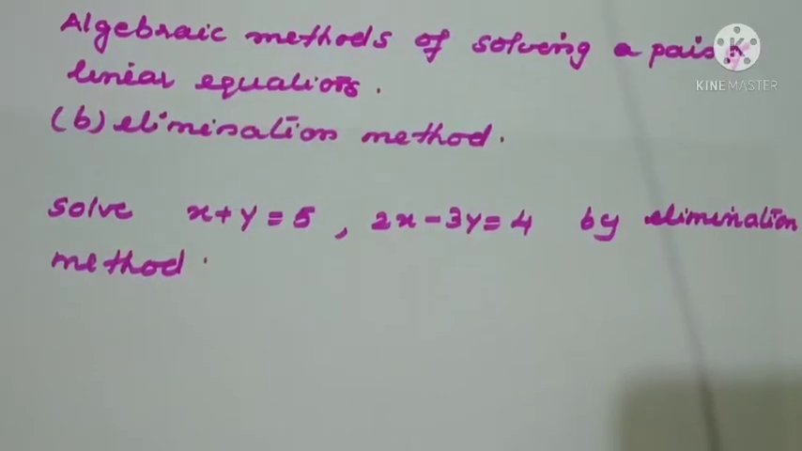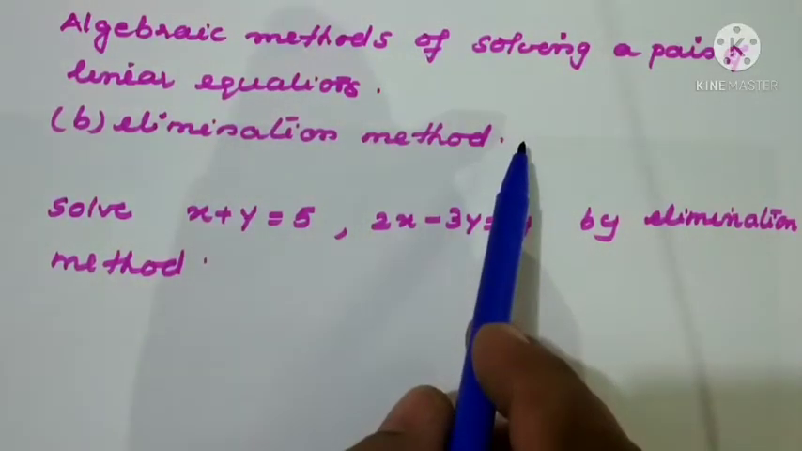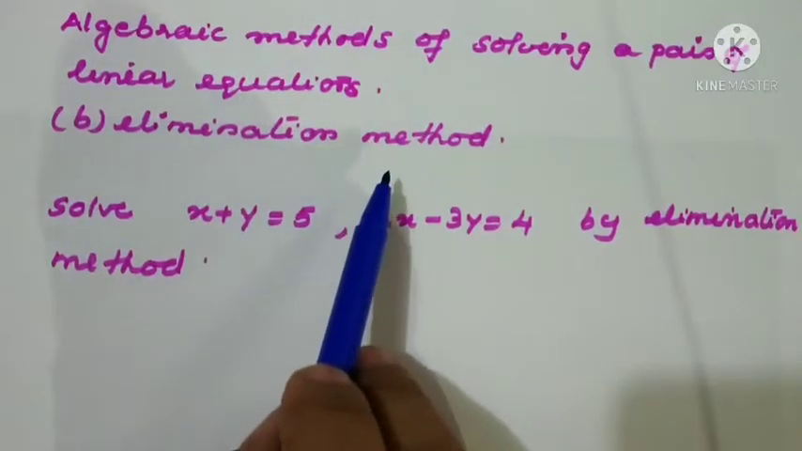Good morning children. We are continuing pair of linear equations in two variables. Already we have studied one algebraic method of solving a pair of linear equations, that is the substitution method. In today's class we are going to learn about the elimination method, that is the second method.